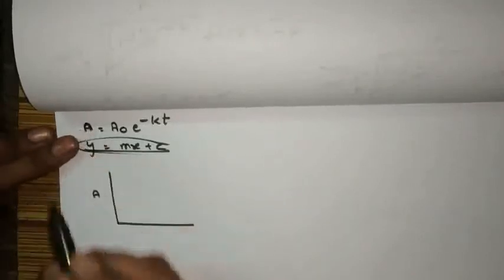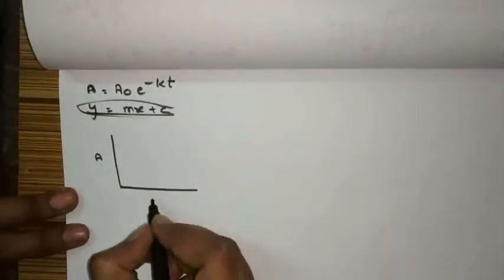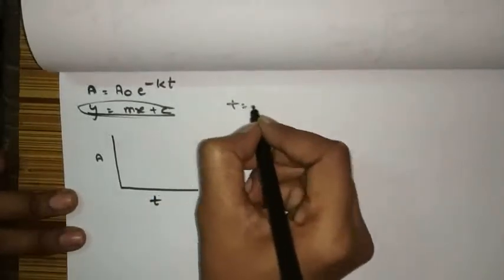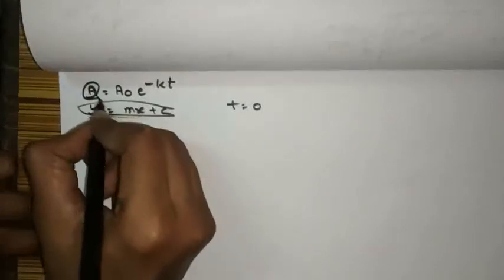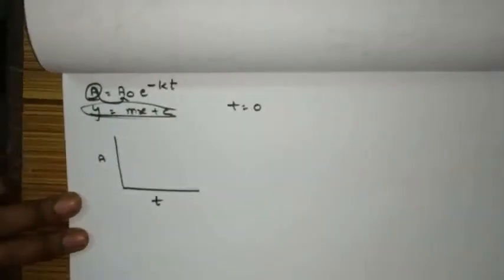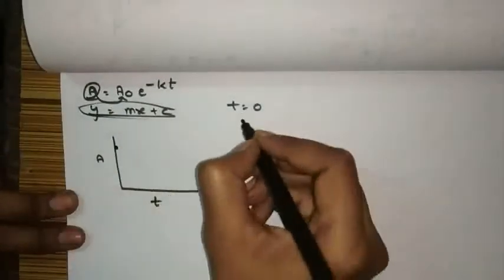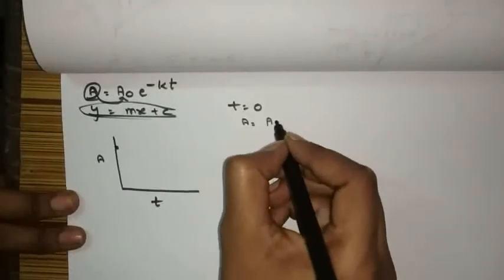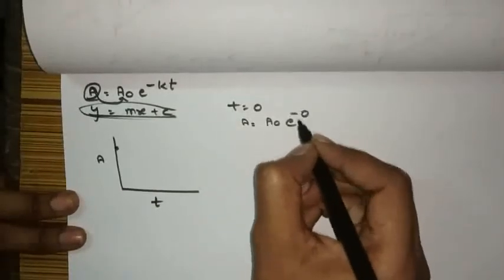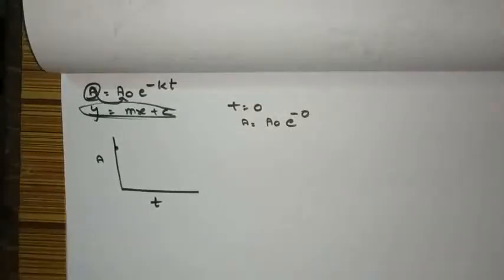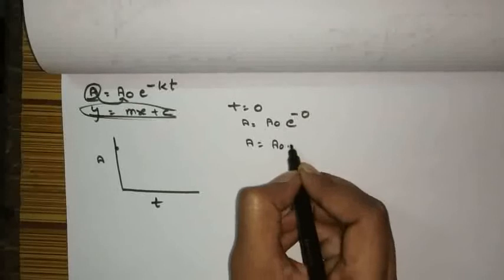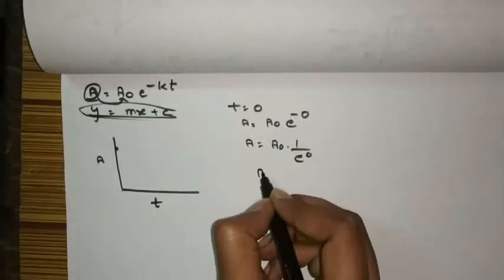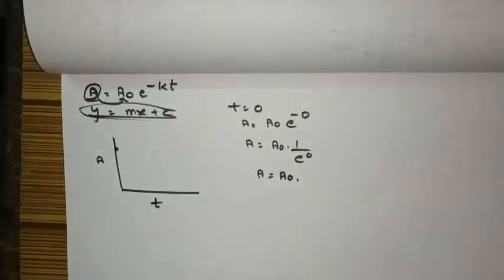On the y-axis you take A, and with respect to time, when time is equal to 0, what happens? The concentration of A is equal to A naught. How? See, e to the power minus 0. Anything to the power 0 is equal to 1. Here minus 0 is there. You can write it like this, and that's it.